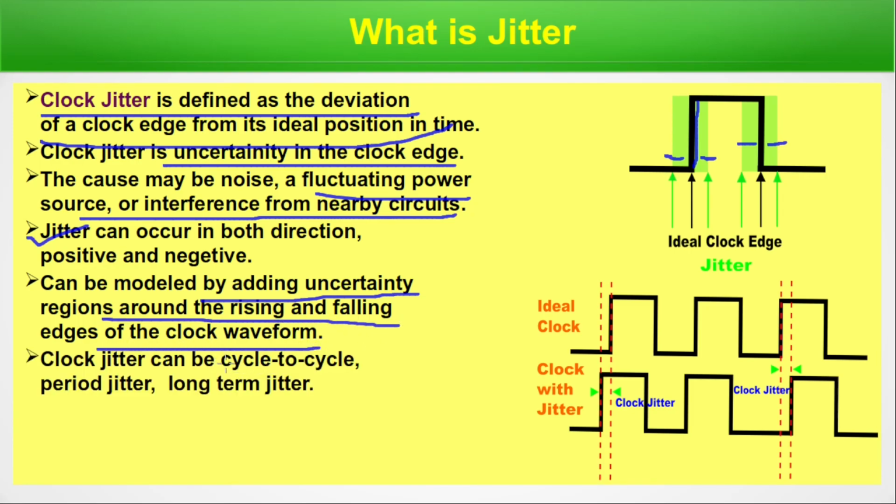Clock jitter can be cycle to cycle, period jitter and long-term jitter. There are different types of jitter also. One is cycle to cycle jitter, another is period jitter, another is long-term jitter. These are common jitters. So we are done with this slide and now let's move to the next slide. Now let's learn about various jitters.